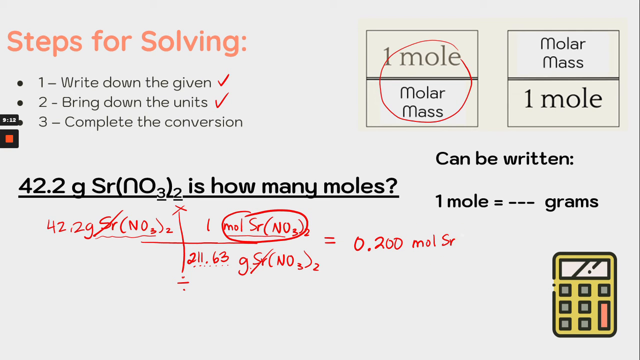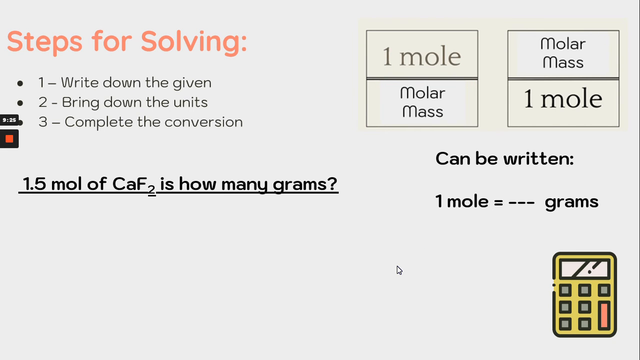Moles of Sr(NO3)2. So if I have 42 grams of strontium nitrate, I have, what is that, about less than 1/4 of a mole. Okay, so we're going to do a few more and then you guys are going to practice them on your own. So here we have another one.